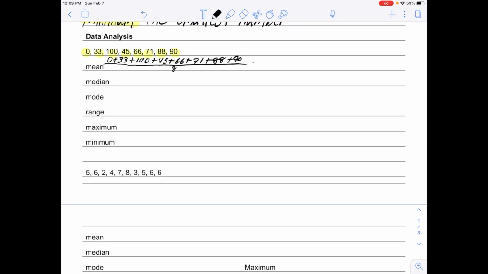So when I add up all those numbers on the top using my calculator, I get 493. And I still need to divide that by 8. When I do that, I get 61.625. And that is the mean.